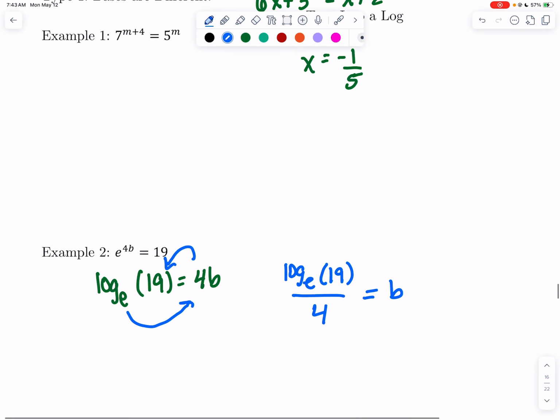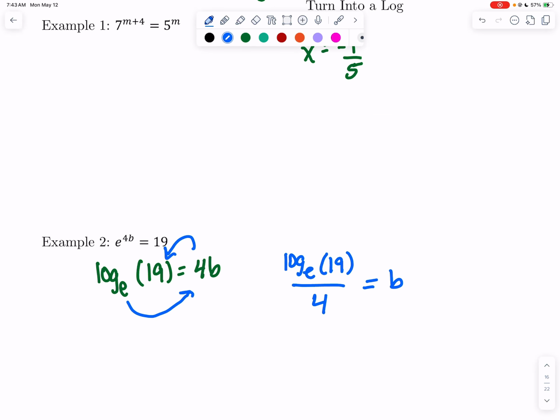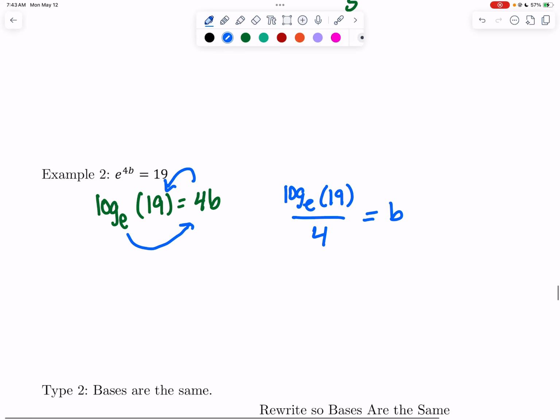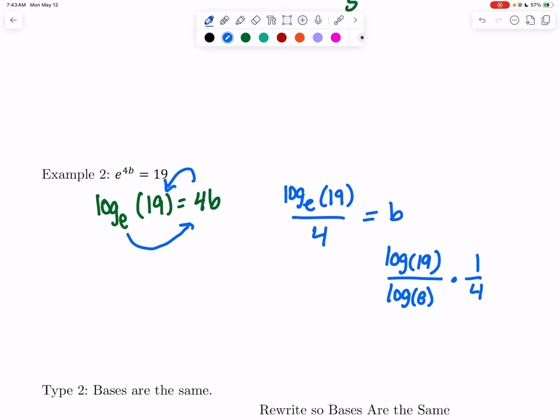Now, on the test, you will be expected to maybe convert this into the common log. And remember that the common log is base 10. So if I were to convert this into a common log, this would be equivalent to log of 19 over log of e times 1/4 is equal to b.